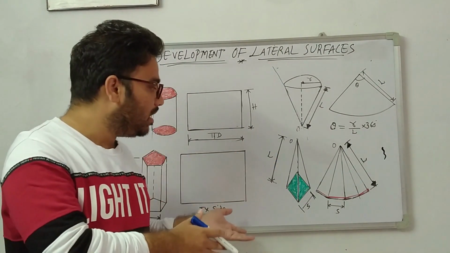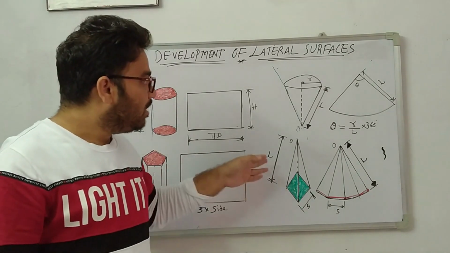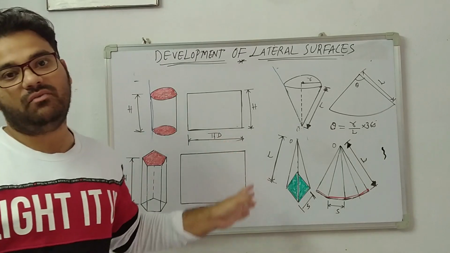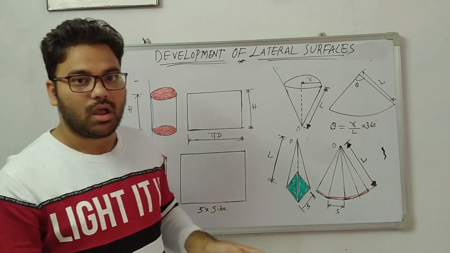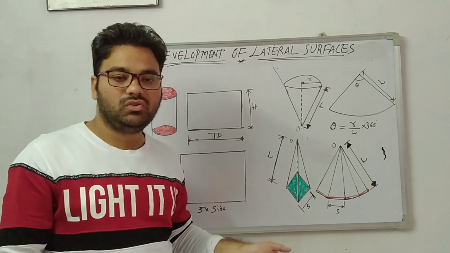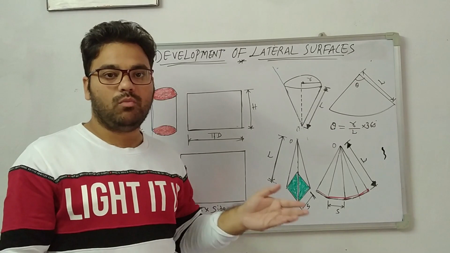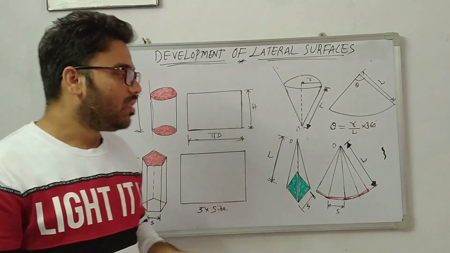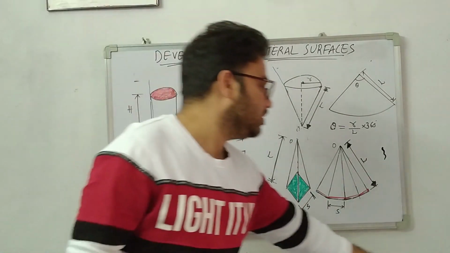With the help of saving material, the economy rate can be increased, and these development surfaces can be used in the fabrication process. For example, the applications of the development of surfaces are boxes, cartons, let us say some automobile parts and some parts of aeroplanes. Now we will take a problem on the development of surfaces.